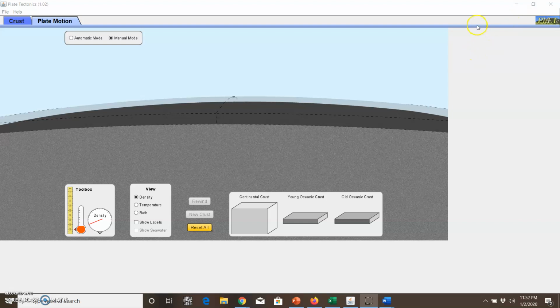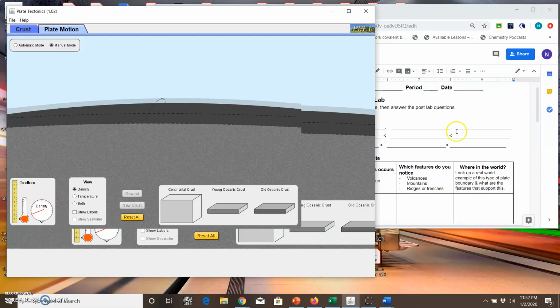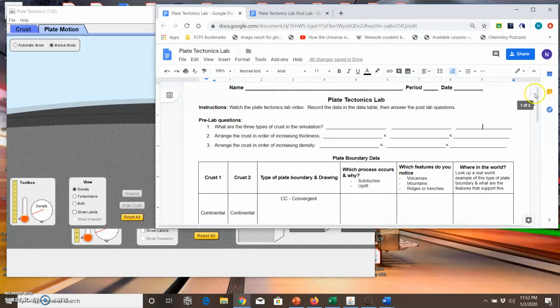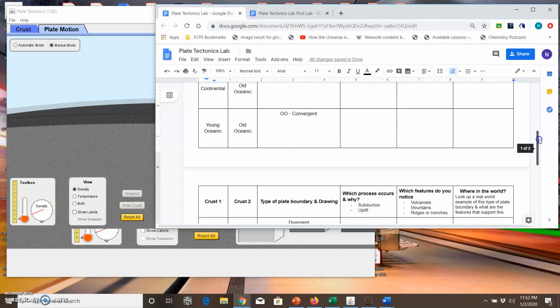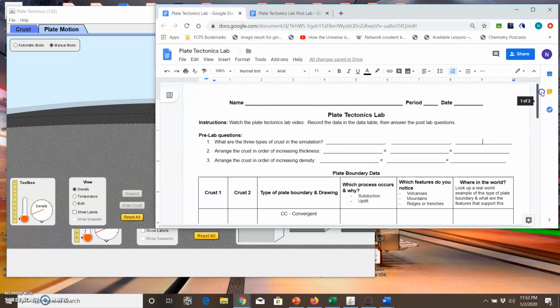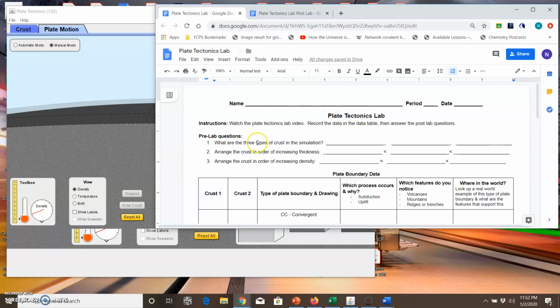You're going to watch this video to gather data to record in your Plate Tectonics Lab. So you need to record in the data table here. But before we get started with the lab, we are going to address the three pre-lab questions, which are: what are the three types of crust in the simulation? Arrange the crust in order of thickness, and arrange the crust in order of density.